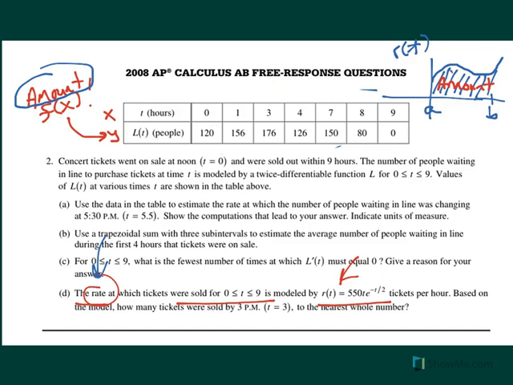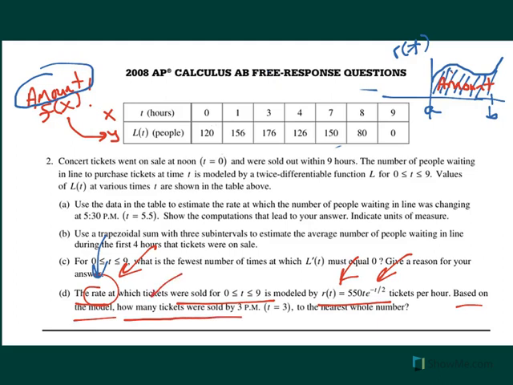If it's above the x-axis, it's going to be accumulating positive amount. If it's below the axis, it's going to be accumulating negative amount. So the fact that they give me a rate function tells me they're probably going to ask me about the area under the curve. So we have a rate function, and here it is. It's kind of a complicated one, so they're probably going to expect you to do this on the calculator. And then it says based on the model, how many tickets.